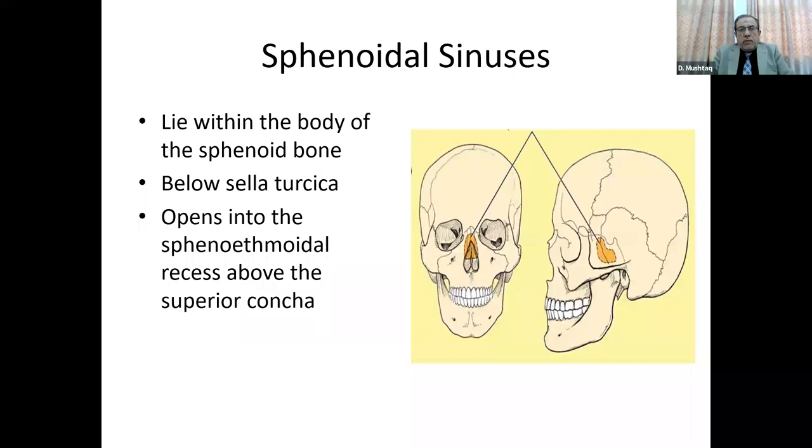The sphenoid sinus lies within the sphenoid bone, in the body of the sphenoid bone, below the sella turcica. It opens and drains into the sphenoethmoidal recess.